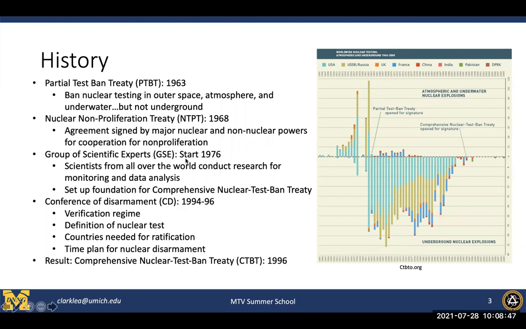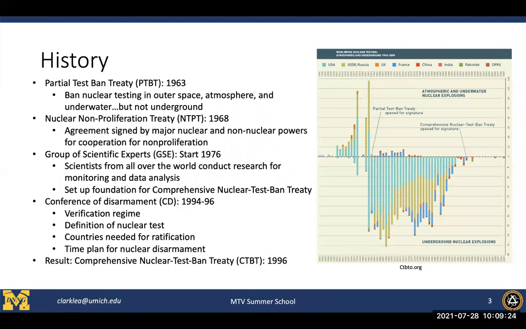Then a few years after that, we have a group of scientific experts, scientists from various countries around the world, who started doing research into monitoring and data analysis for nuclear testing. Over the years, these scientists set up a lot of foundational work that would be known for the Comprehensive Nuclear Test Ban Treaty that would come about in the late 1990s. But prior to this treaty being made, there was a Conference on Disarmament from 1994 to 1996. This was the period of negotiations for this through the UN.